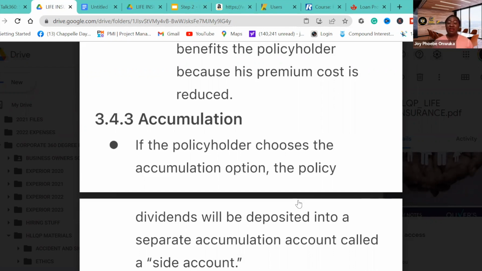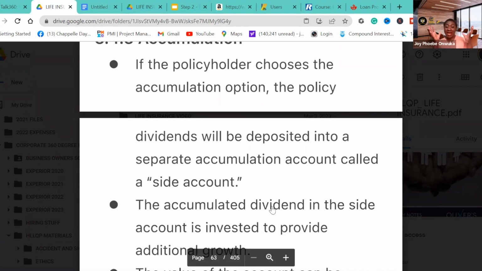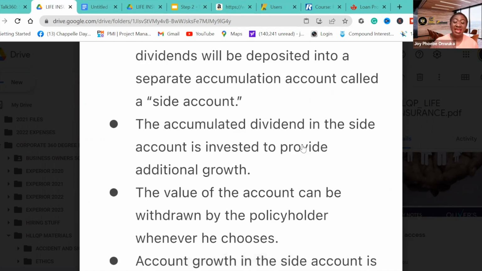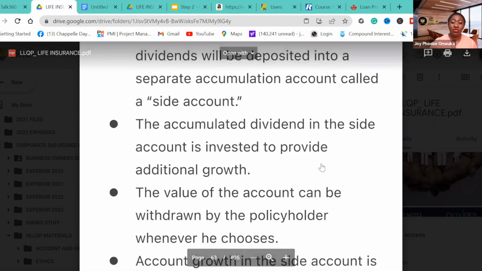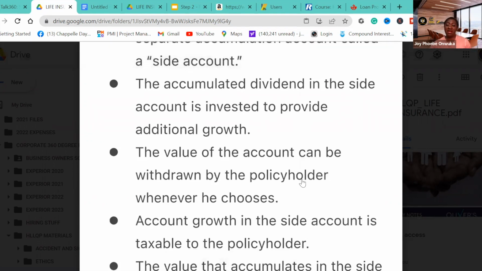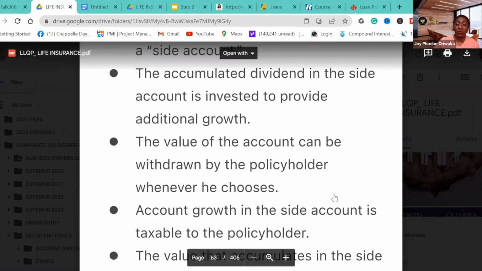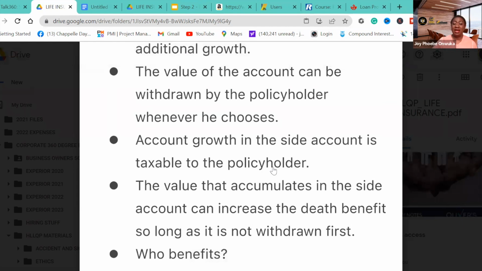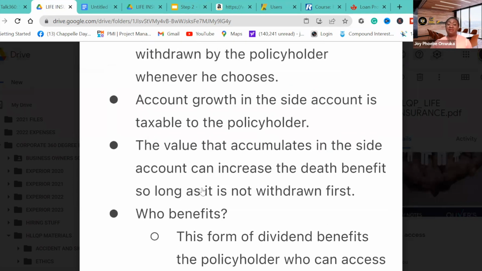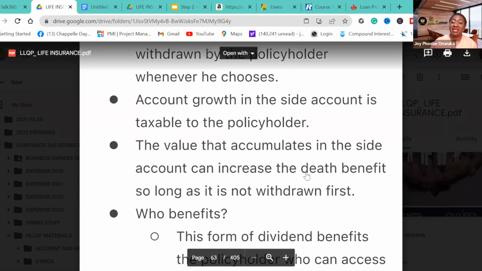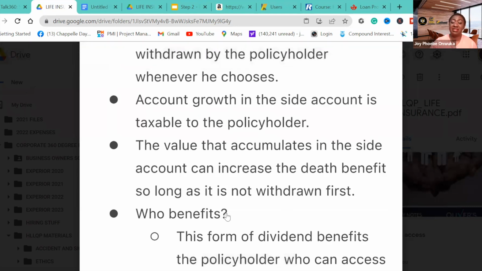Awesome. Accumulation of your dividend. If the policyholder chooses the accumulation option, the policy dividend will be deposited into a separate accumulation account called a side account. The accumulated dividend in the side account is invested to provide additional growth. The value of the account can be withdrawn by the policyholder whenever he or she chooses. Account growth in the side account is taxable to the policyholder. The value that accumulates in the side account can increase the death benefit as long as it is not withdrawn first.